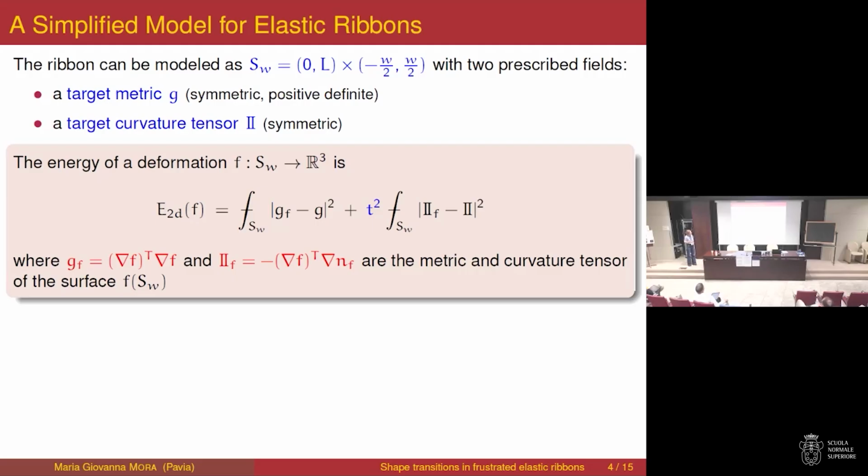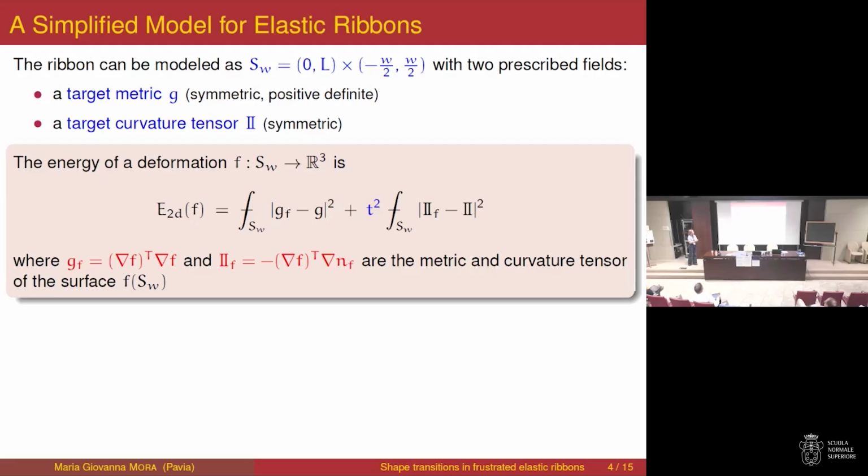Okay, so the parameter T, the thickness, is not in the reference configuration anymore because here the ribbon is modeled as a two-dimensional strip. So the thickness parameter shows up in the energy. So the bending term is multiplied by the factor T squared. So T is the thickness. So where does this energy come from? Well, maybe there's no need to say it in this audience, but I'm going to say it anyway, in case someone is not familiar with this kind of energy.